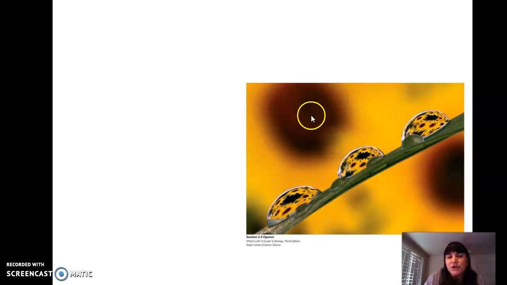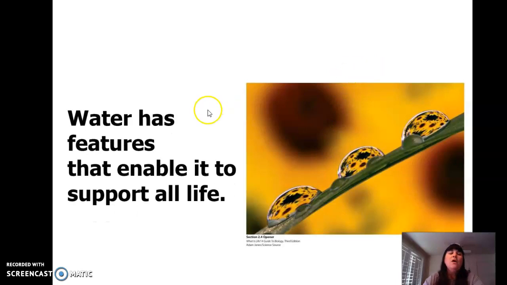So if you look at this picture, what do you see? What is that? Yeah, you see sunflowers in the background, yeah. But we're talking about water. These are water droplets. So the first major molecule we're going to talk about is water. Water is not alive, yes. Molecules are not alive, okay? Not yet. But water is important for life, okay? Cells need water.